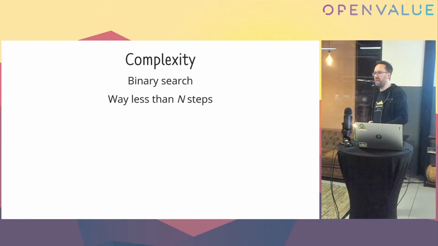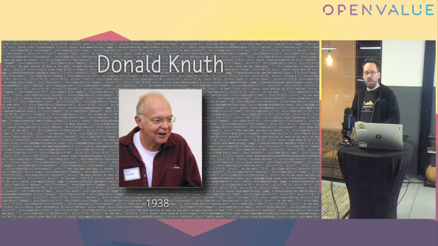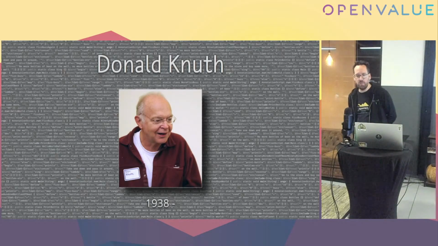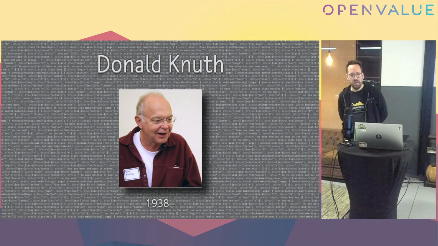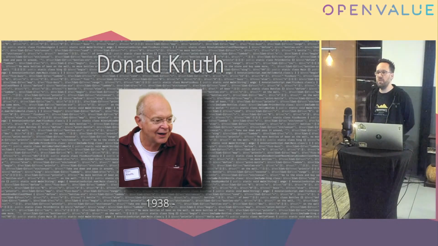Okay, so now we know complexity. Let's abstract over that. And let me tell you about another person, Donald Knuth. He's also a famous computer scientist. Probably most famous for the fact that he writes checks to people who find bugs in his programs.